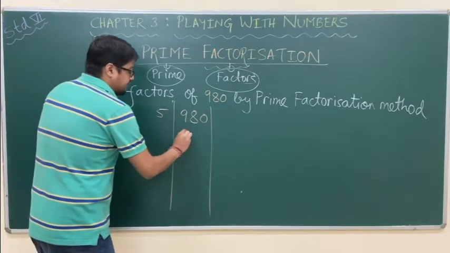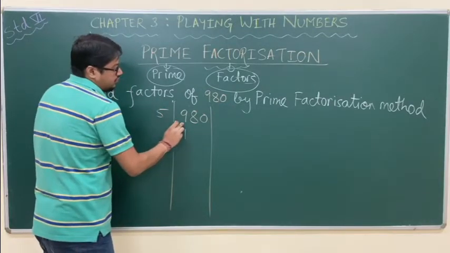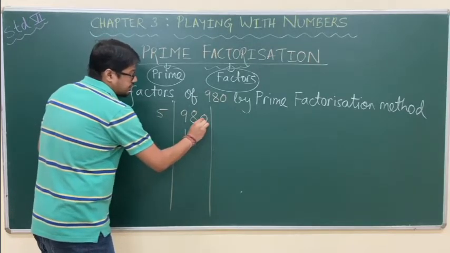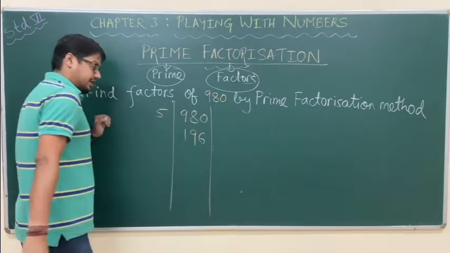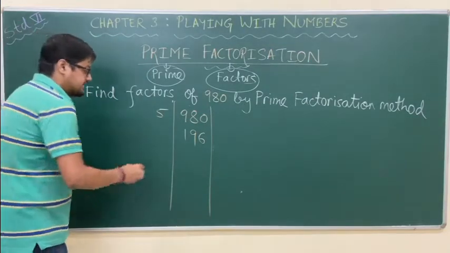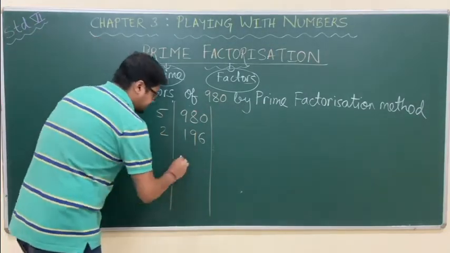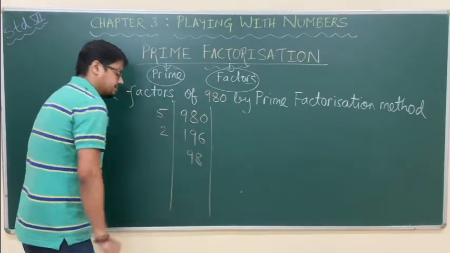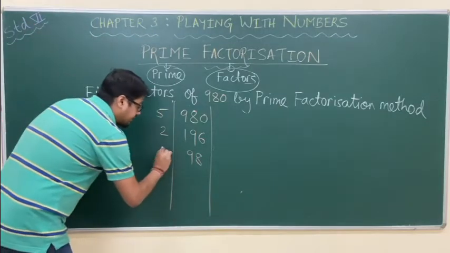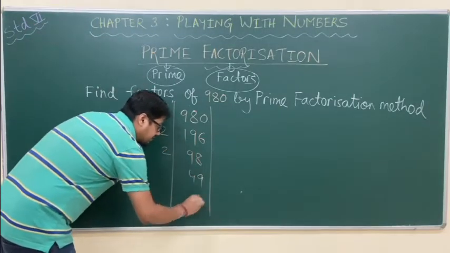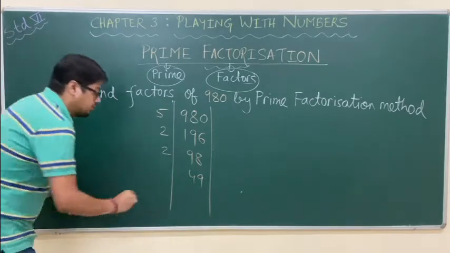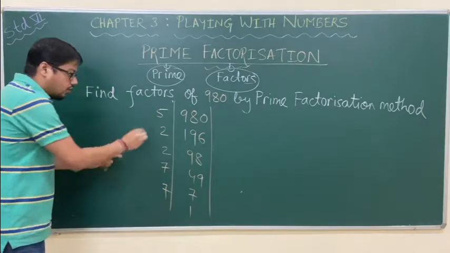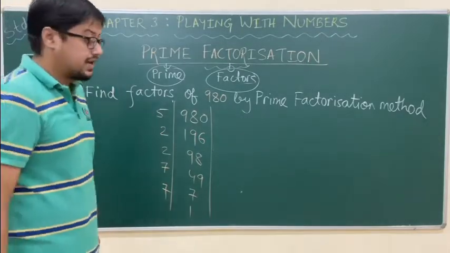5 ones are 5, left is 4, 5 nines are 45, left is 3, and 5 sixes are 30. So you get 196. I will definitely divide with 2. 2 nines are 18 and 2 eights are 16. Again 98. I will divide with prime number 2. 49. 49 can be divided easily by 7 only. 7 sevens are 49 and 7 ones are 7. You can see all the numbers that I have stated are actually prime numbers only.